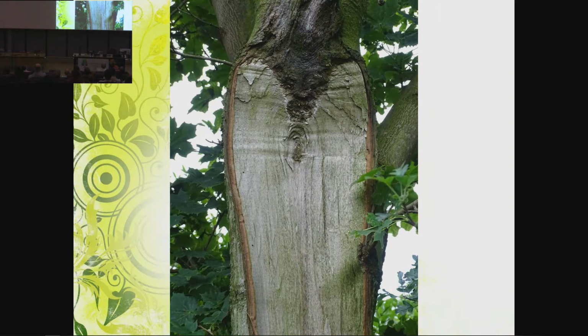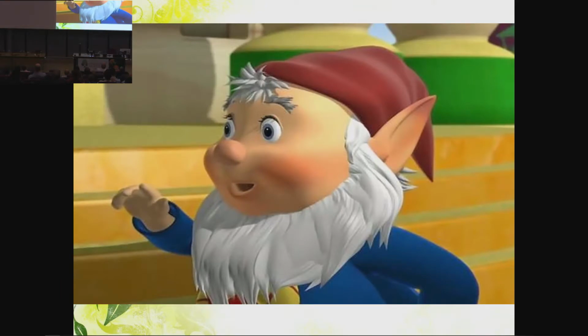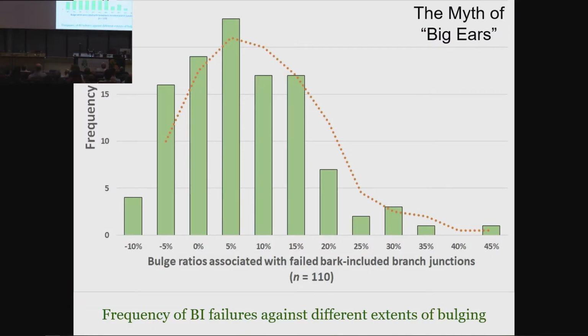These are all from a photo album of 110 bark inclusion failures I collected. Part of the paper I've just put together and submitted is looking at my photo collection, randomly collected, of bark inclusion failures, but with no bias. Every time I saw a bark inclusion failure, I photo recorded it.